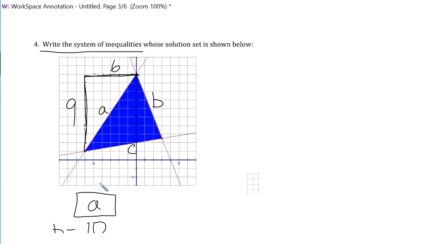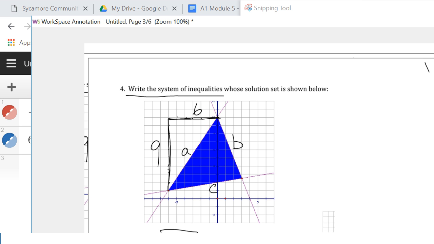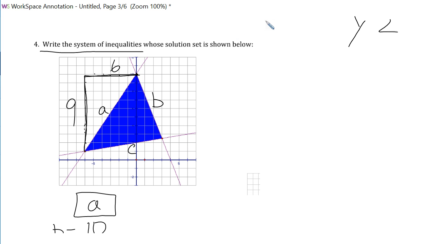So now notice, we want all of the points that are below the line y equals 3/2 x plus 10. So all of the points below it, including the ones on the line, is y is less than or equal to 3/2 x plus 10. So there is the inequality for A.